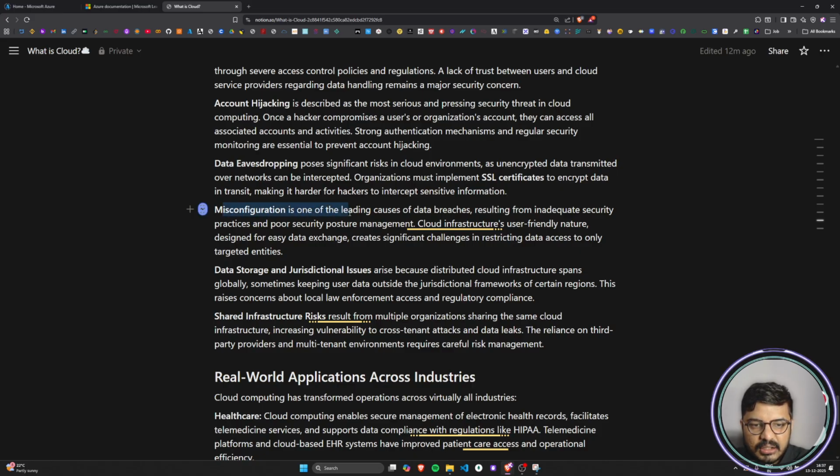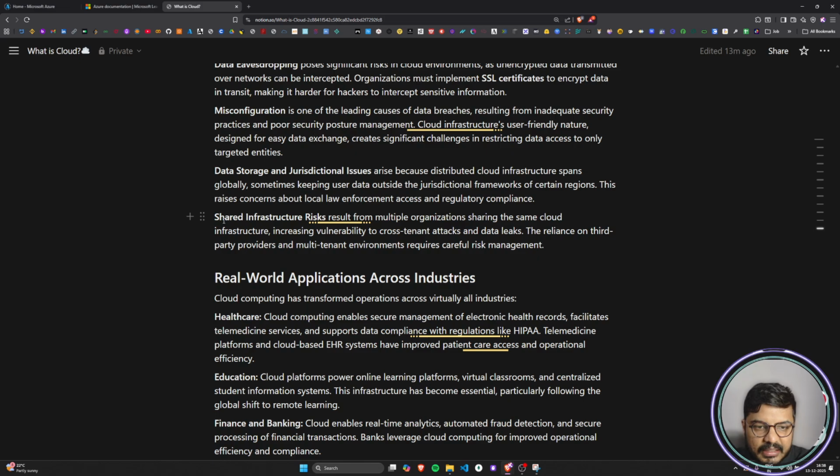Then misconfiguration is one of the leading causes of data breaches, resulting from inadequate security practices and poor security posture management. Cloud infrastructure's user-friendly nature, designed for easy data exchange, creates significant challenges in restricting data access only to the targeted entities. Then shared infrastructure risk results from multiple organizations sharing the same cloud infrastructure, increasing vulnerability to cross-tenant attacks and data leaks. The reliance on third-party providers or multi-tenant environments requires careful risk management.